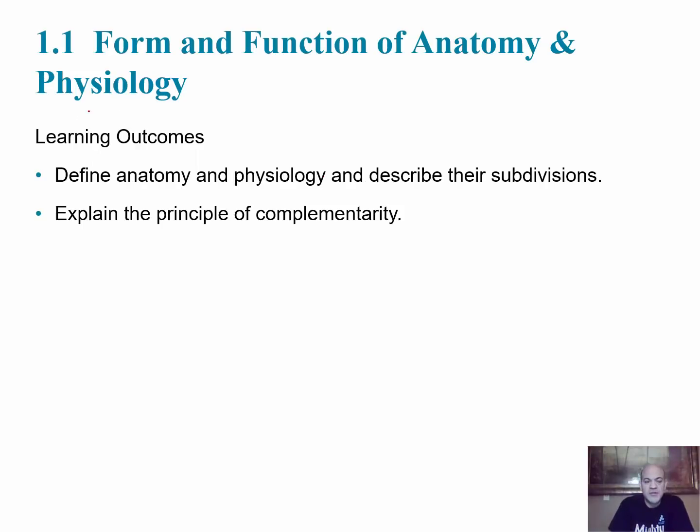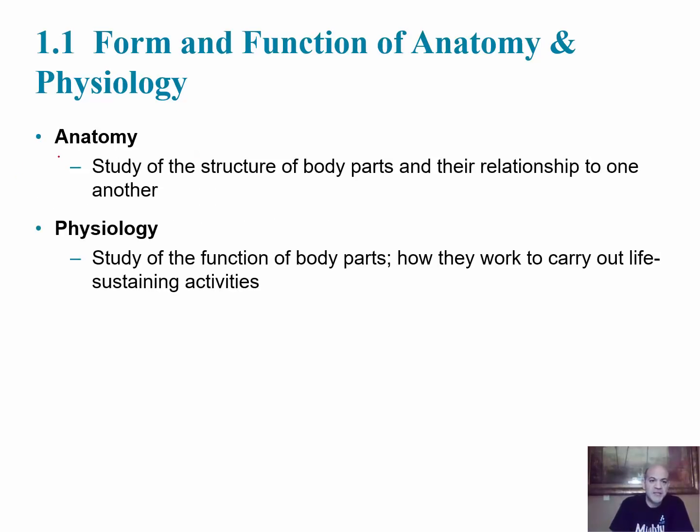The first section of the chapter is titled Form and Function of Anatomy and Physiology. The learning outcomes for this section are to define anatomy and physiology and describe their subdivisions, and to explain the principle of complementarity. So, what is anatomy? Anatomy is basically the study of the structure of body parts and their relationships to one another. And physiology is the study of the function of the body parts, how they work and carry out life-sustaining activities. So basically, anatomy and physiology is the study of structure and function.